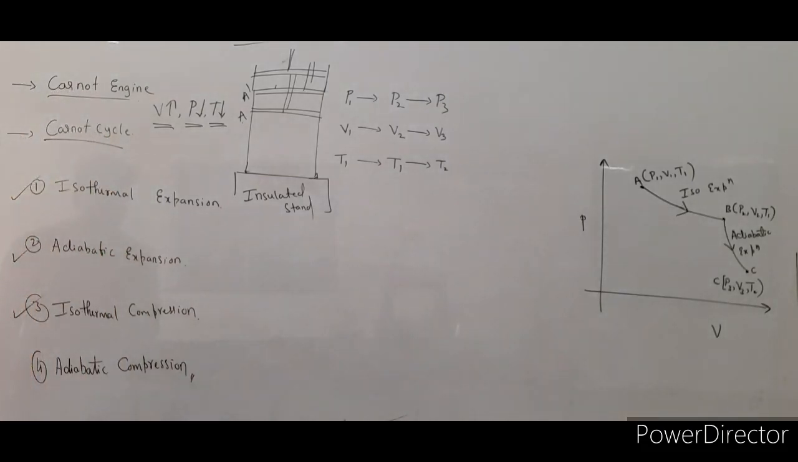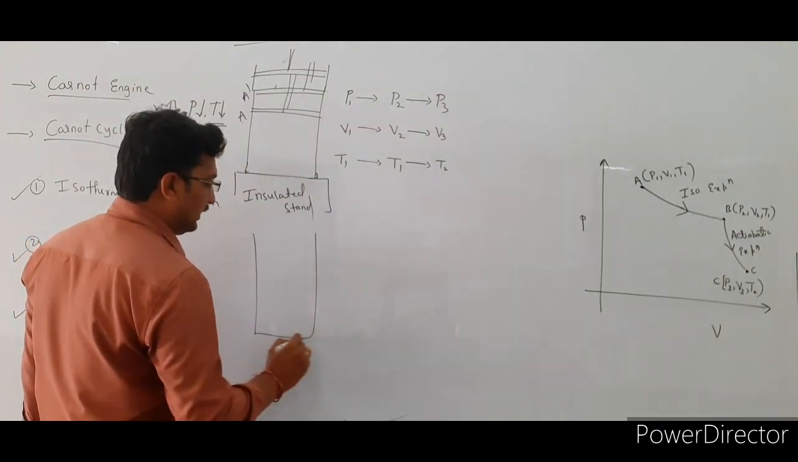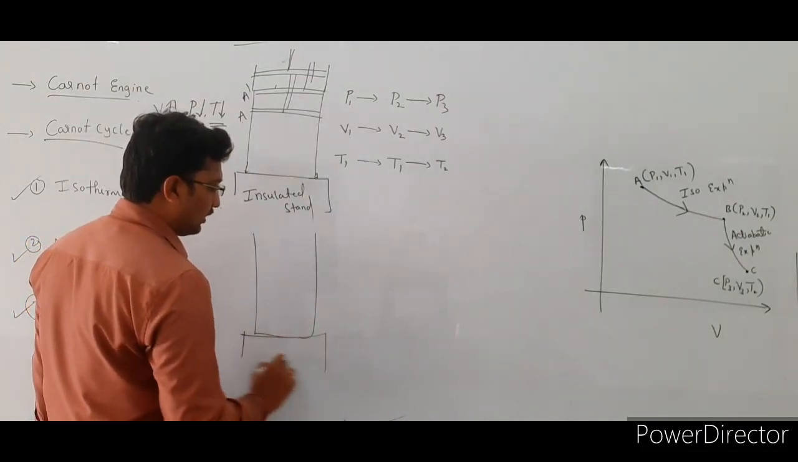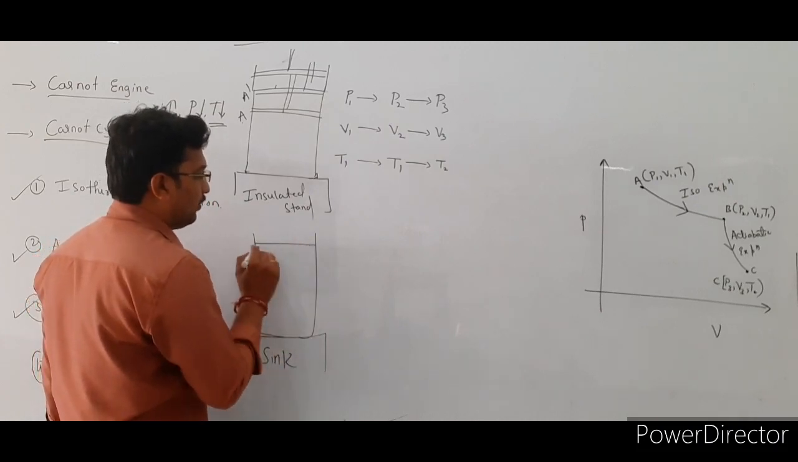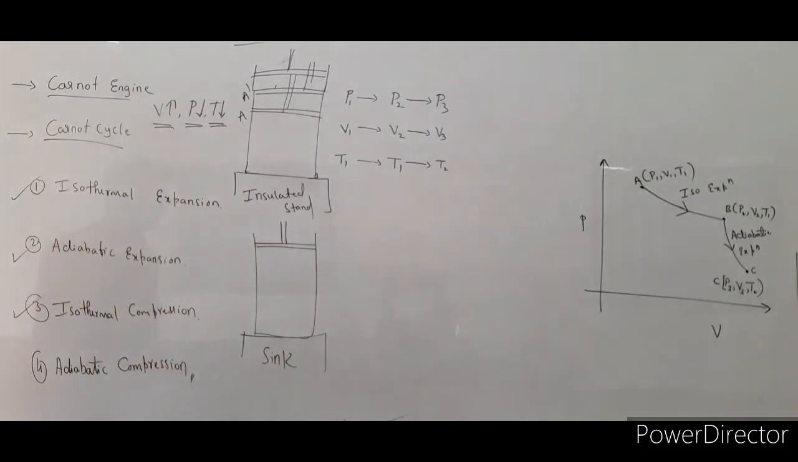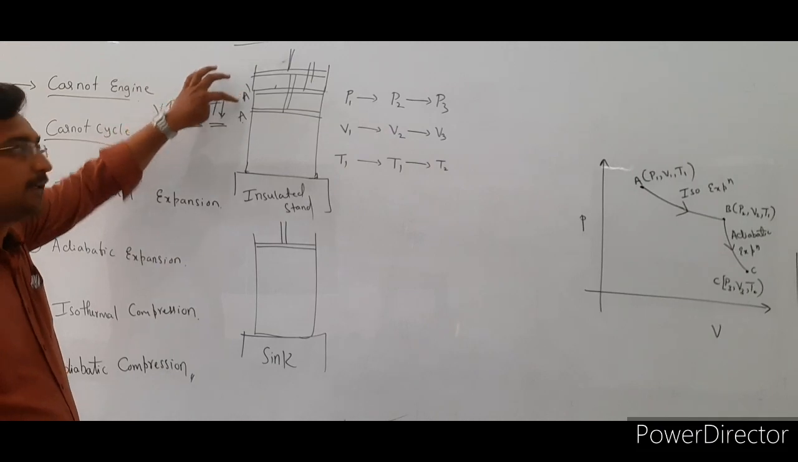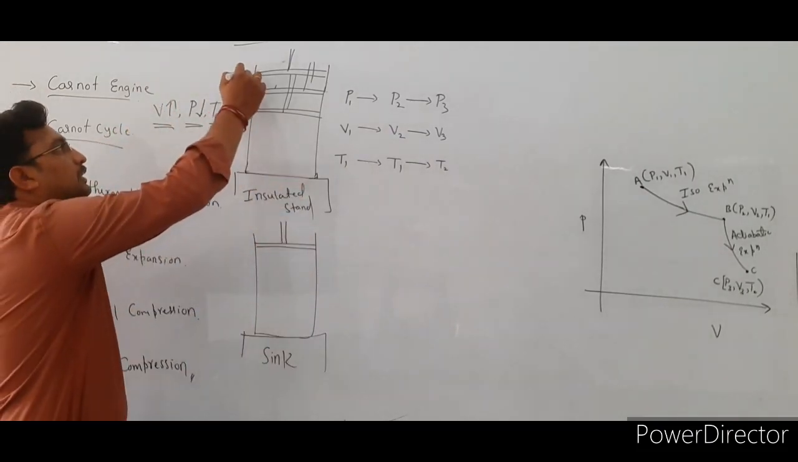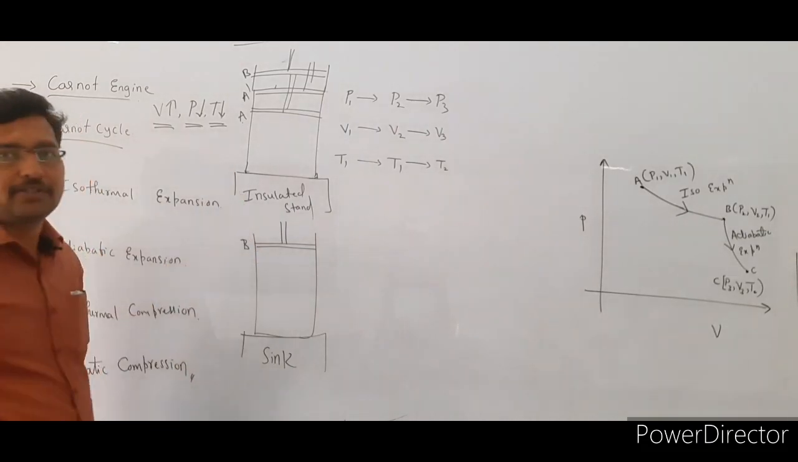And the next one, isothermal compression. Okay, so here the same cylinder we are placed on the sink. This is the sink, this is the position of the piston, right? The initial position of the piston is A and the next position is A dash and the next position is B. This is the position of the piston.